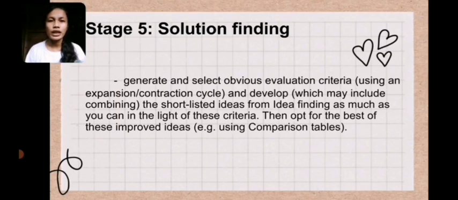the solution finding. So in this stage, you will generate and select obvious evaluation criteria using an expansion or contraction cycle, and develop, which may include combining the shortlisted ideas from idea finding as much as you can in the light of these criteria. Then offer the best of these improved ideas. An example is using comparison tables.